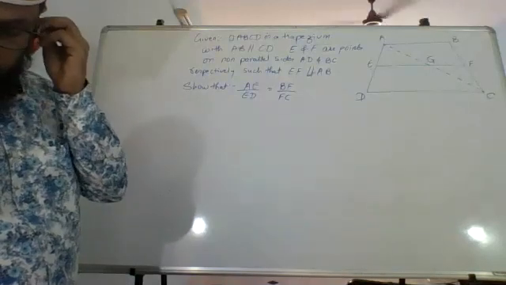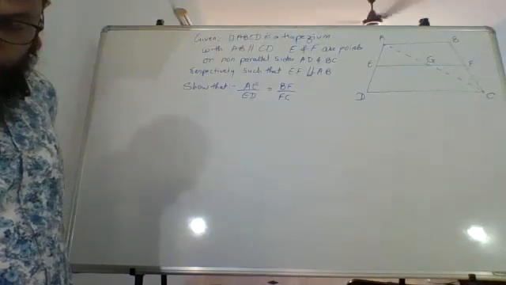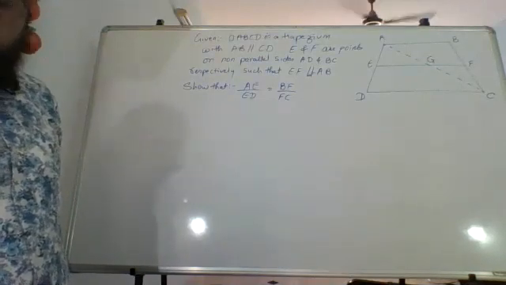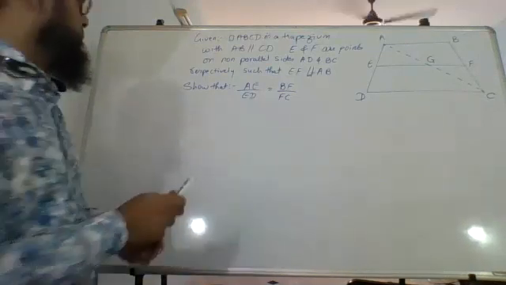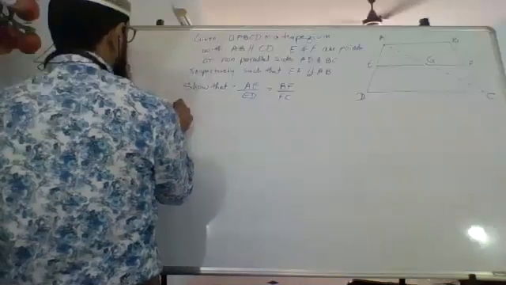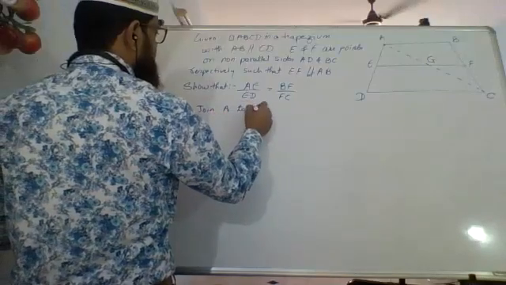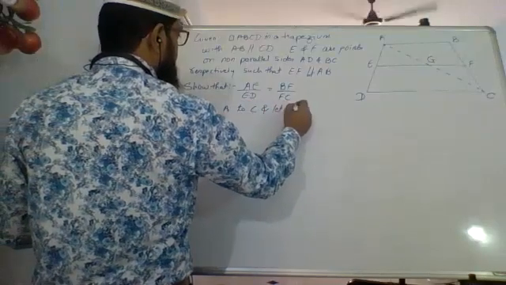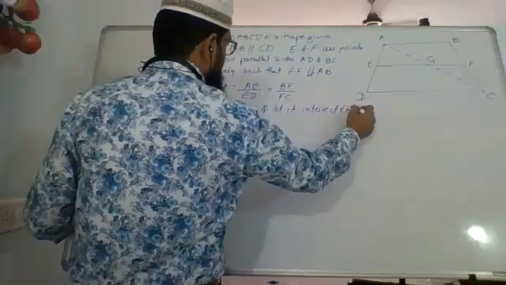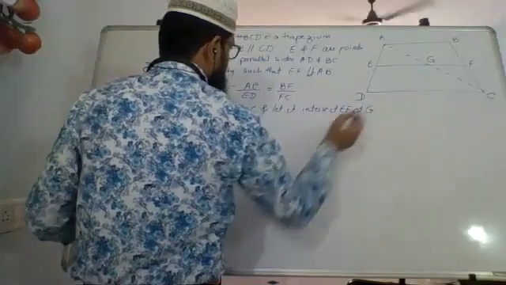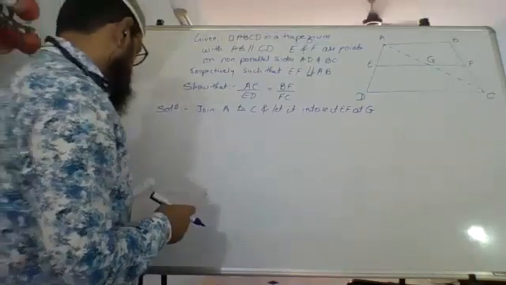Okay. So how are we going to show that? First of all, we'll say join A to C, and let it intersect EF at G.